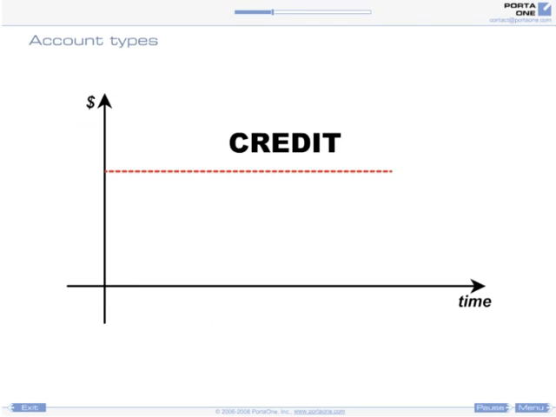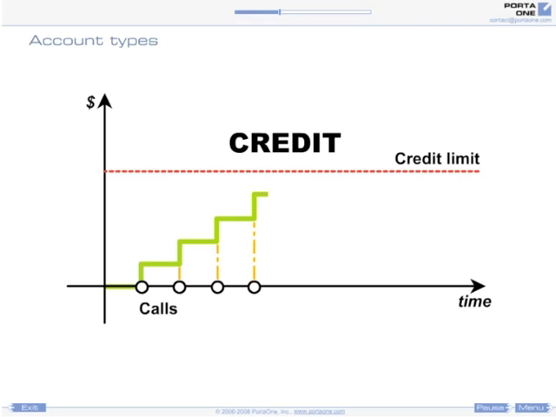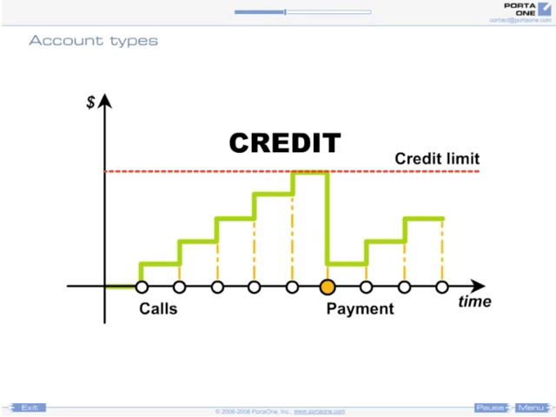For credit accounts, the balance shows how much money a customer or account holder owes. This is like the balance on your credit card. Typically, it starts at zero, in which case no money is owed yet, and with each call, it goes up and up. The credit account can be assigned a credit limit.